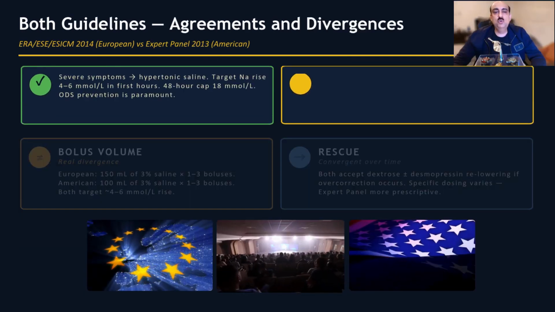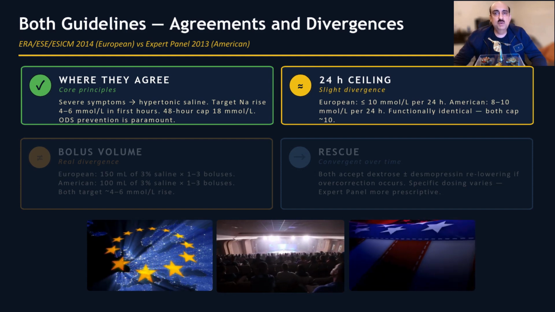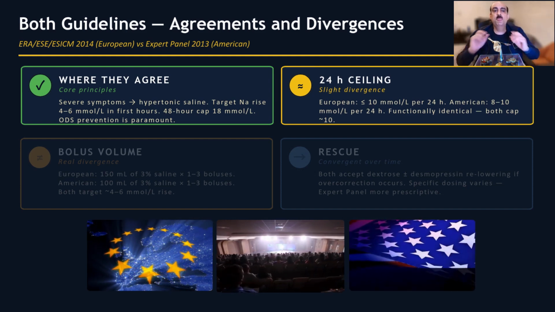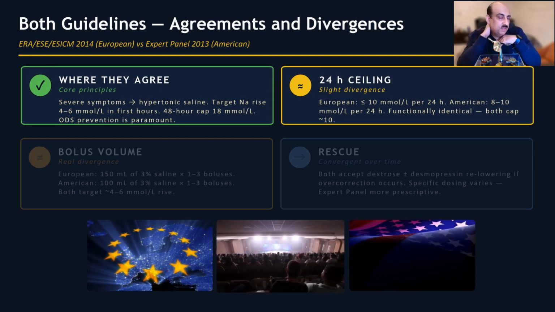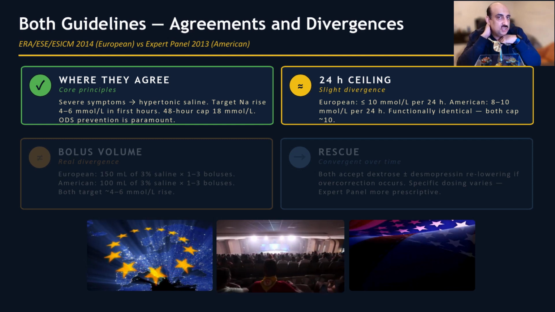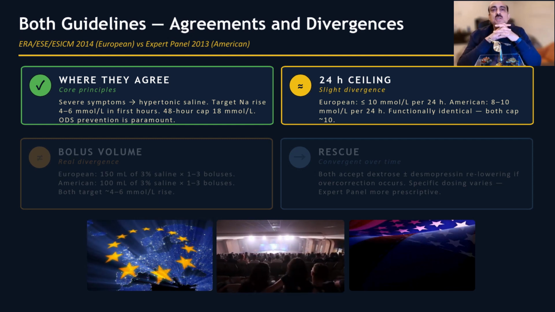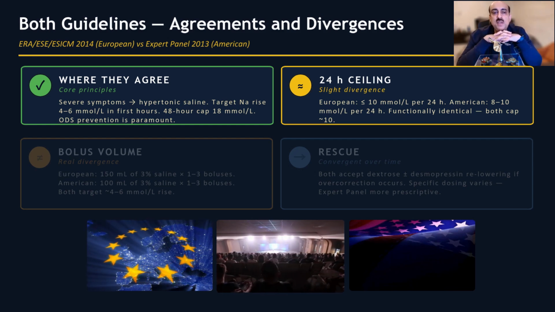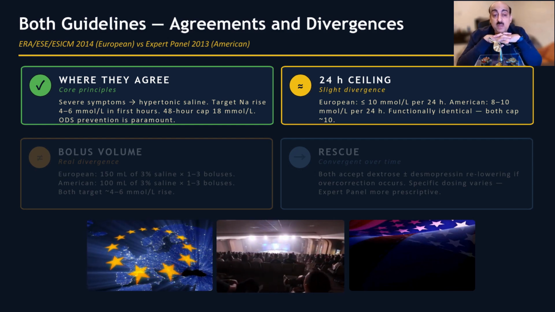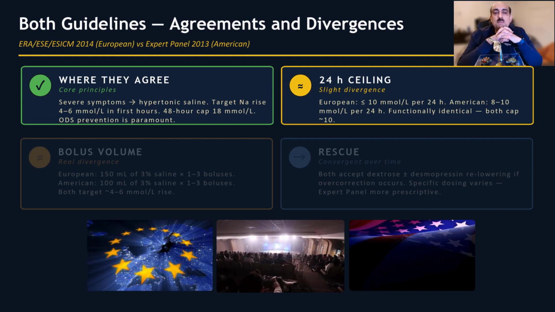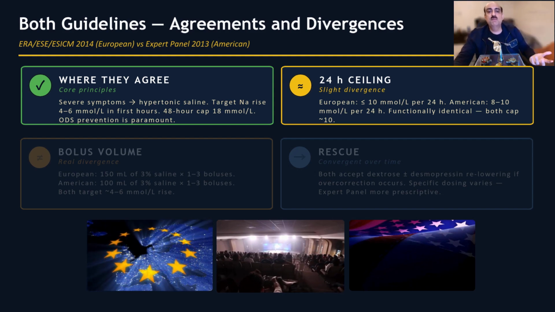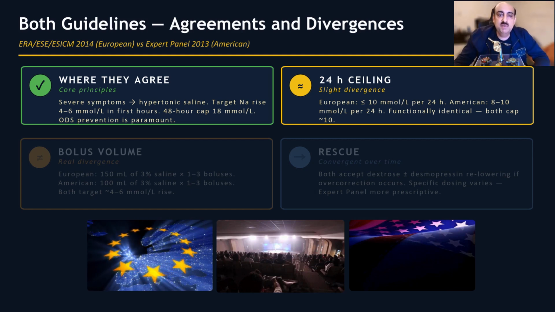So basically, 2 clinical guidelines provide the foundation for the management of hyponatremia. The 2014 European guidelines, which were published jointly by the European Renal Association, European Society of Endocrinology, and European Society of Intensive Care Medicine. And the 2013 North American consensus, which was the Verbalis panel. Now, both of them provide a foundational framework for the international management of hyponatremia. So where do they sit?